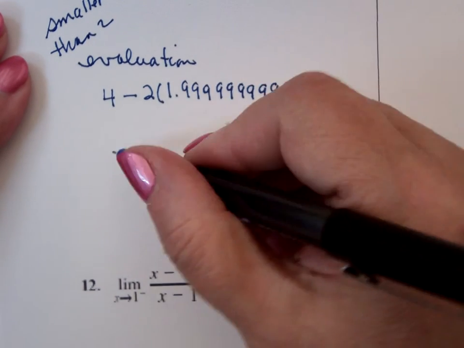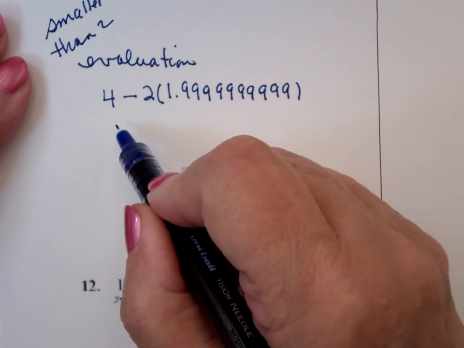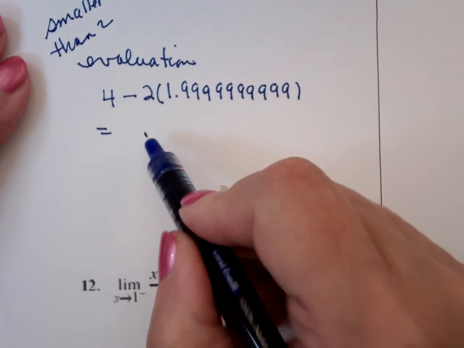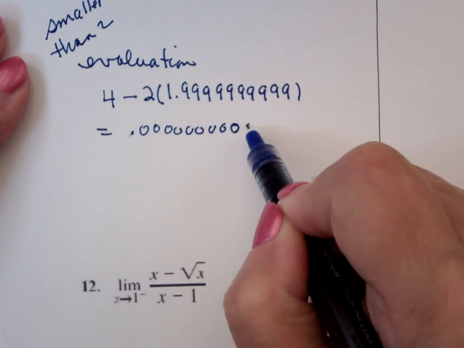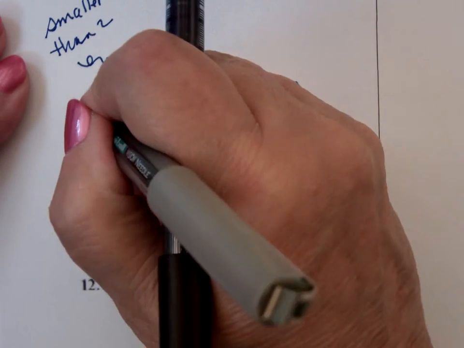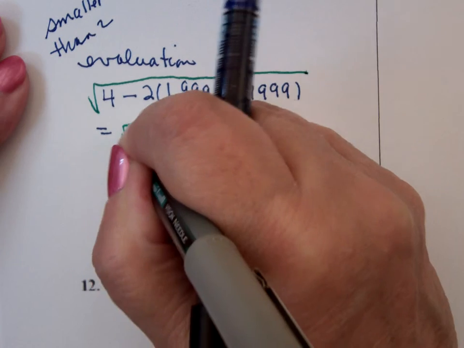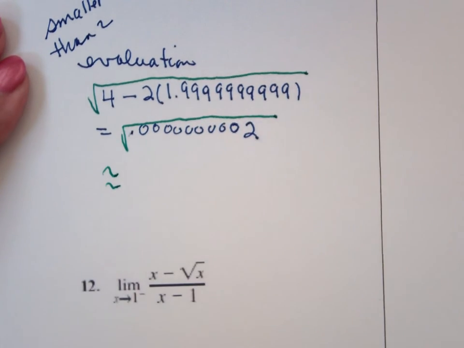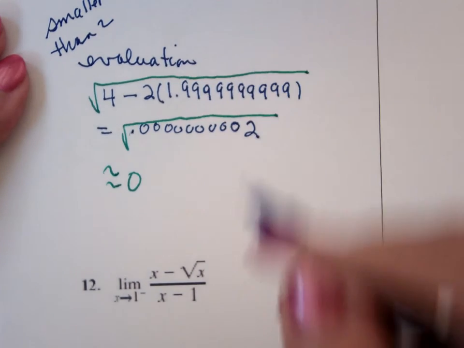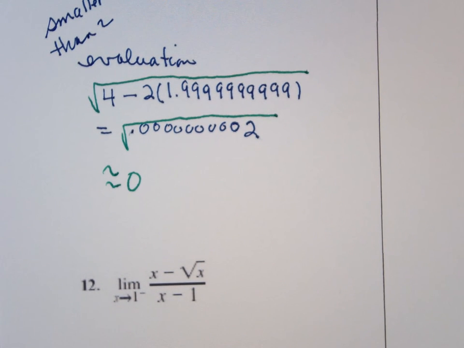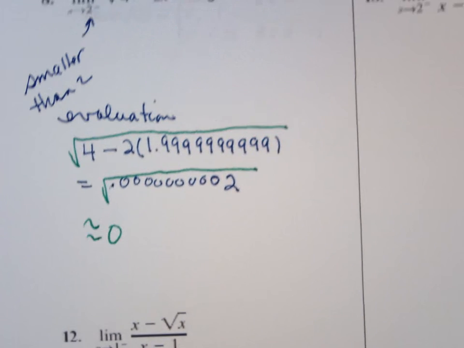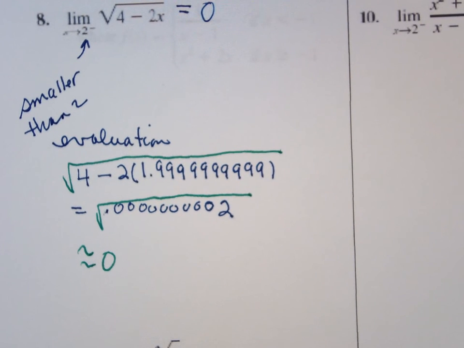So that would say, if I test this out, this is essentially equal to 0.1, 2, 3, 4, 5, 6, 7, 8, 9, 2. And if you were to take the square root of it, this is approximately 0. So what would you say that the limit of this is? 0. That's the game you play, by the way. Pick a number very, very close. See what you get.